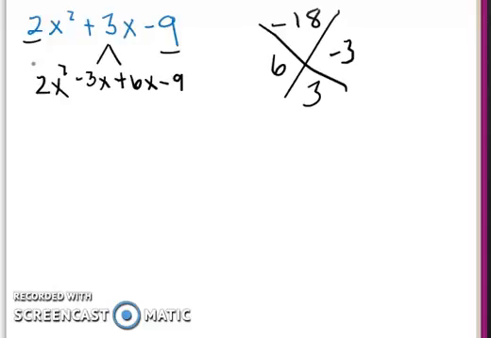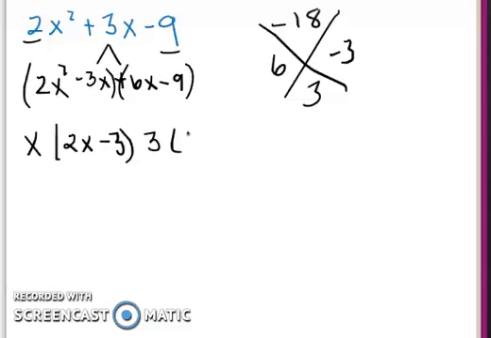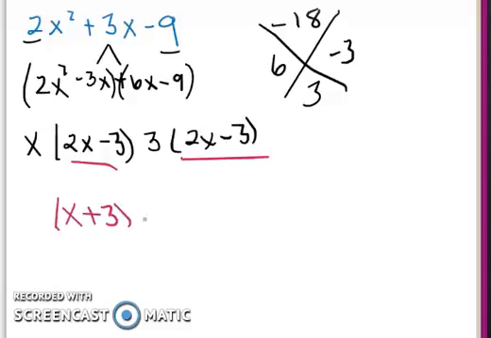2x squared. Factor by grouping. Over here I can pull out an x, that leaves me with 2x minus 3. Over here I can pull out the number 3, and I get 2x minus 3. When I see that, I should say they look the same. So we pull the x plus 3 in one binomial, and we get the 2x minus 3 in the second binomial. And this is all equal to 0.